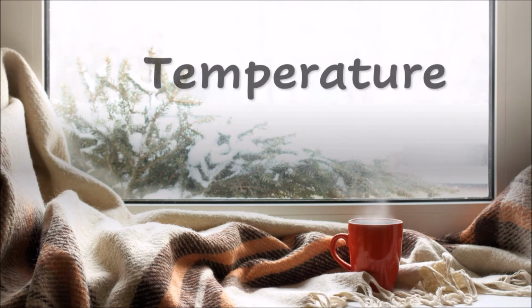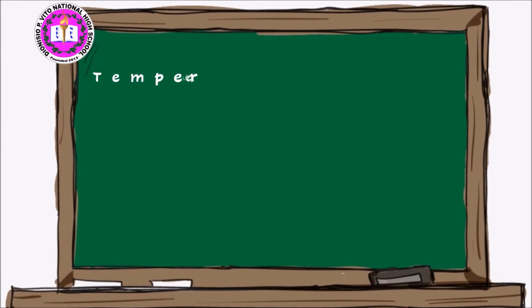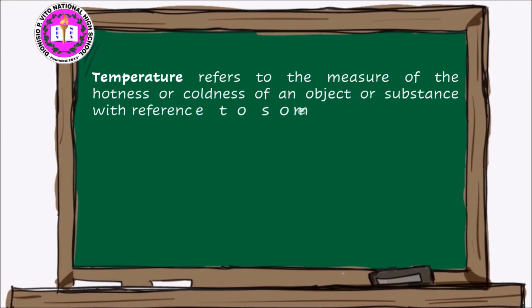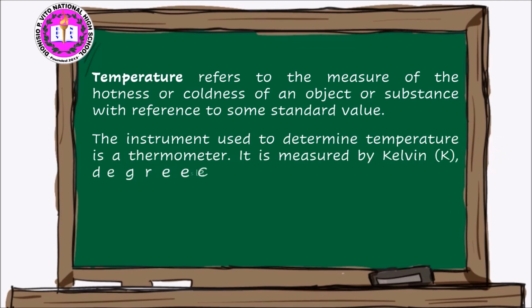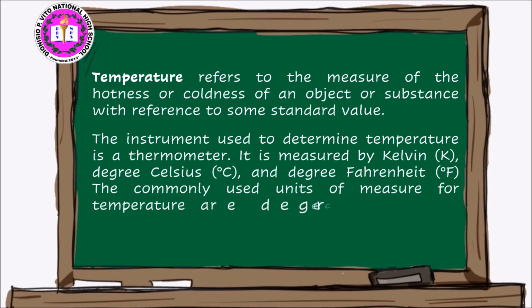Next, we have temperature. Temperature refers to the measure of the hotness or coldness of an object or substance with reference to some standard value. The instrument used to determine temperature is a thermometer. It is measured by Kelvin, degree Celsius, and degree Fahrenheit. The commonly used units of measure for temperature are degree Celsius and degree Fahrenheit.